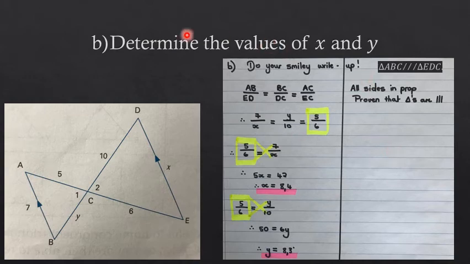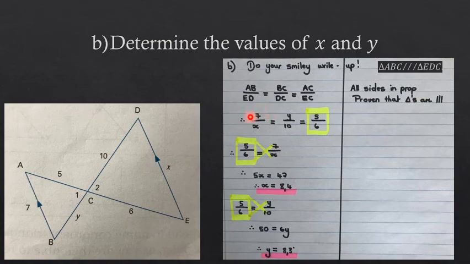So the first thing is they now ask you to work out side X and side Y. Okay, so don't fear, don't stress. We do our smiley write-up. Okay, so the order, I've just referred to it here so that you can look at it. So first and second: AB over ED is equal to BC over DC is equal to AC over EC. Okay, again, please, your reason here is all sides are in proportion. Why? Because I've already proven that they are similar.